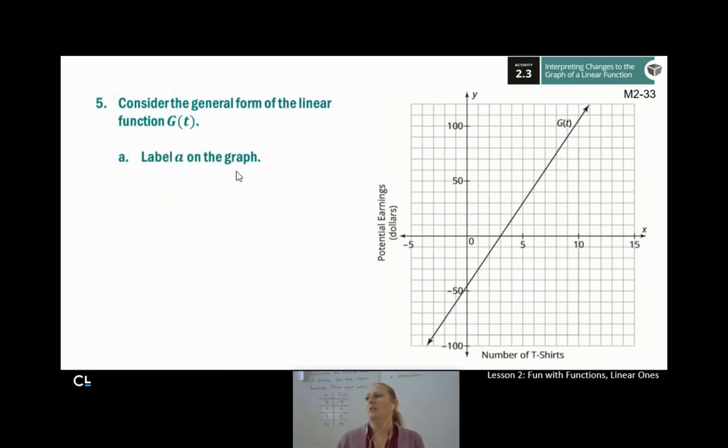So I would like you to consider the general form of this lovely linear function g of t. Can you find a on the graph? Hit pause, find it, make your little notes there, hit play when you're ready to check your work.